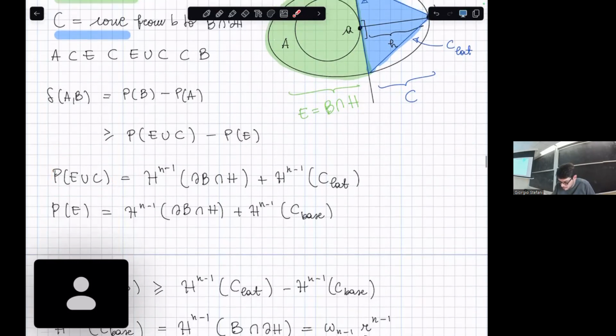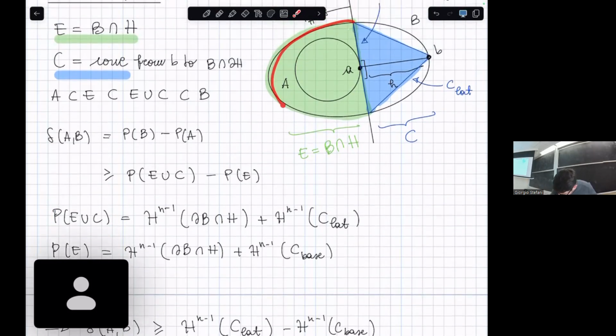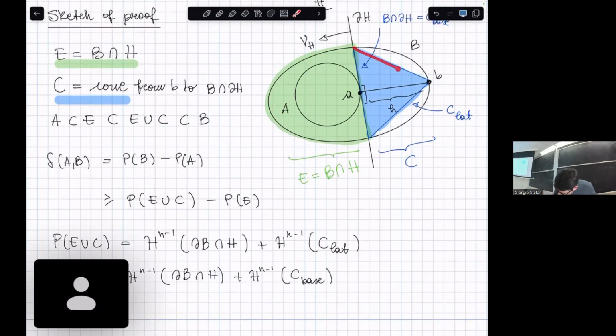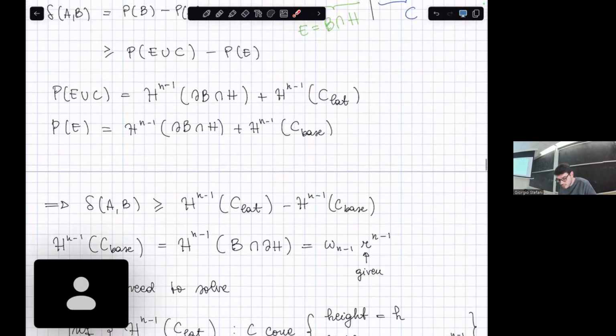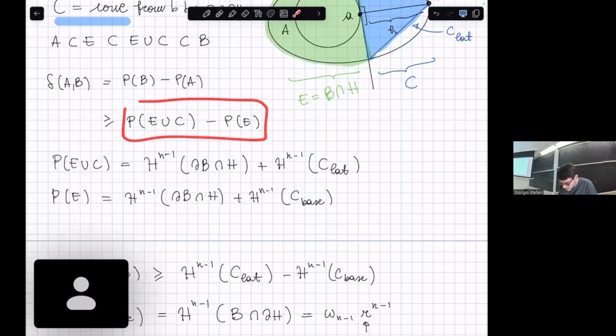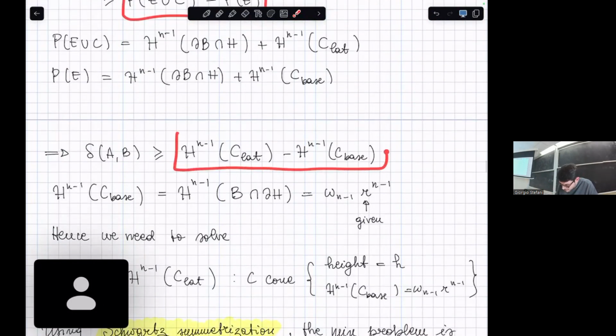Okay. But now, what is the perimeter of E union with C? Well, easy. So I have to estimate the perimeter of this stuff here. So I have this perimeter, which is the perimeter of B inside H. And then I have this part here, which is the lateral surface of my cone. The perimeter of E is the same part, as we have seen, plus the part which is the base of the cone. Then this difference is bounded from below by this difference here. So it's just something depending on the cone.